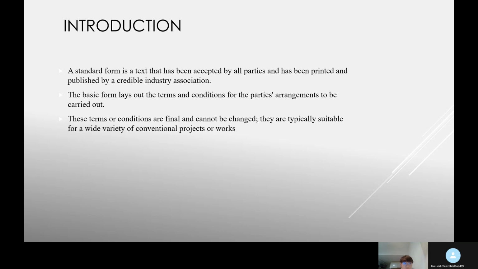Introduction. The standard form is a text that has been accepted by all the parties and has been printed and published by a credible industry association. The basic form lays out the terms and conditions for the parties' arrangements to be carried out. These terms or conditions are final and cannot be changed. They are typically suitable for a wide variety of conventional projects or works.